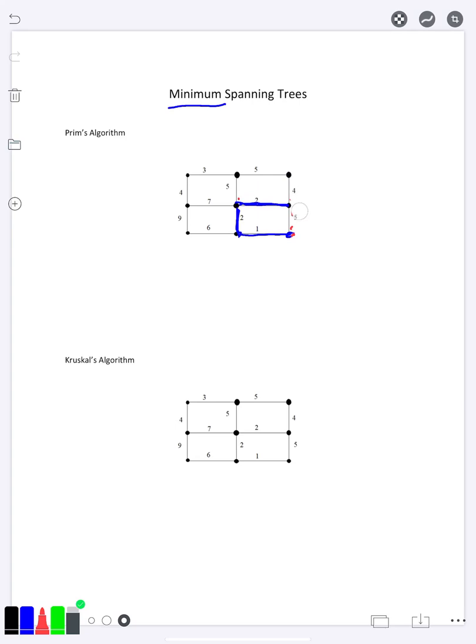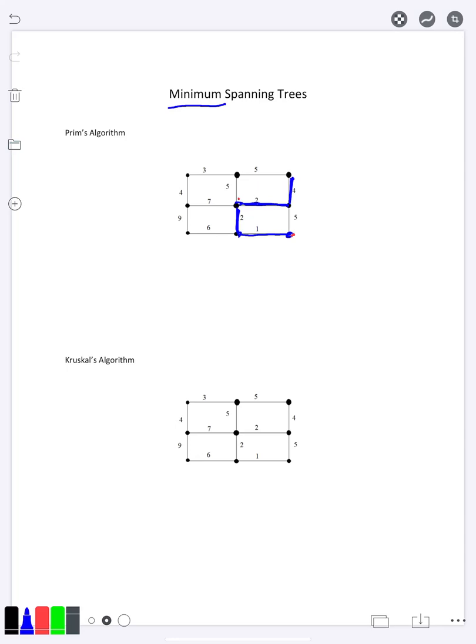So I'll go ahead and add just the 4. And I'm going to keep doing this. I'm going to keep saying, okay, of all the things that are currently connected, add the smallest one. So even though I see I have a 3 up here in the left-hand corner, since that 3 is not currently connected, I am not going to add that 3.